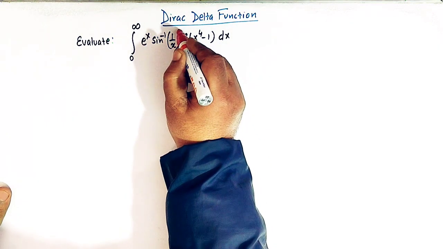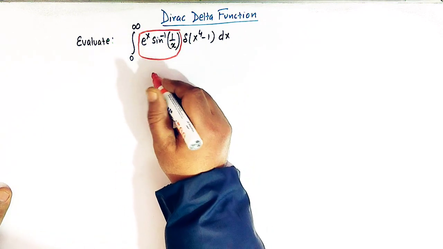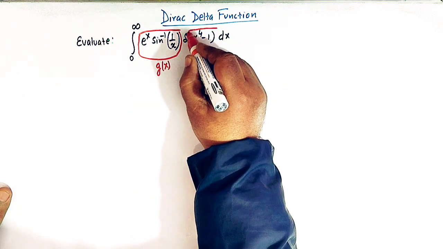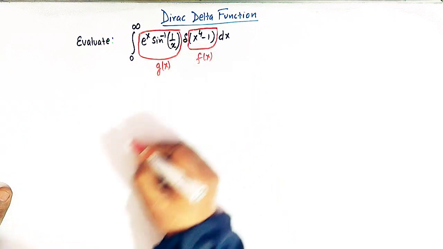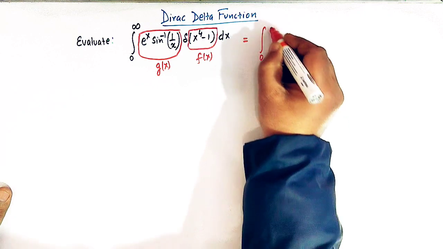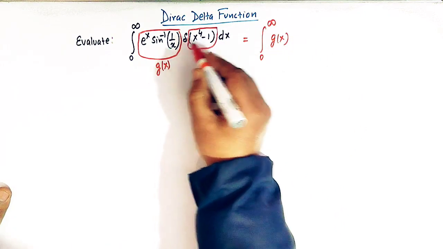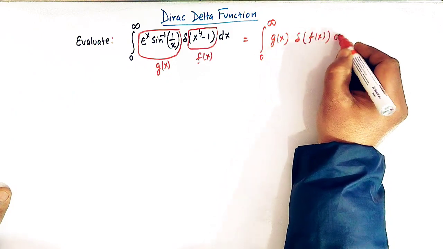So now let us take this function as g of x, right? And let us take this function as f of x. So our integral now reads as 0 to infinity, we have g of x and delta of f of x, right?